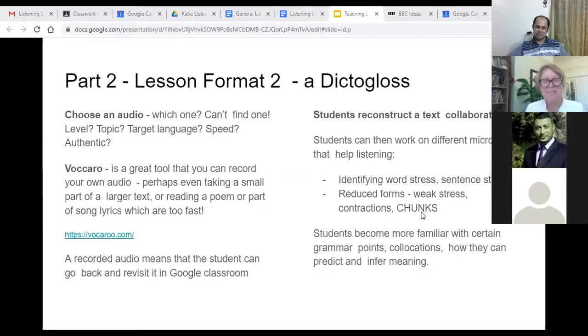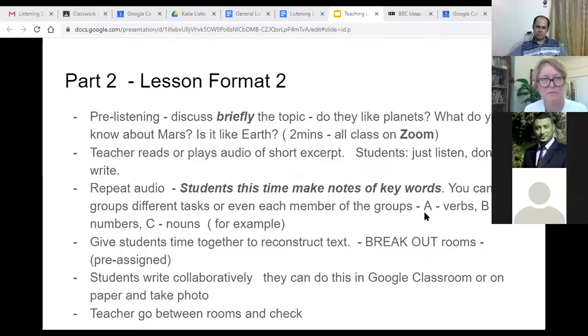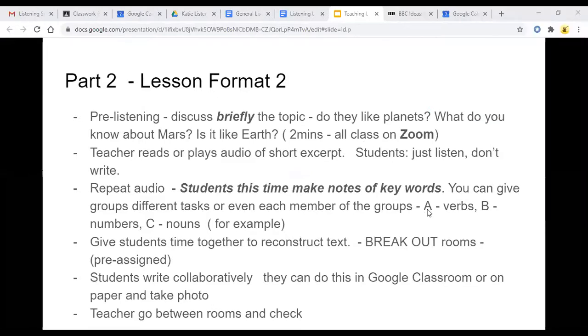So the second lesson format that I thought would be a very useful thing to do is to use a dictagloss. So why use a dictagloss? Well, like we said, it's a very good way for recreating a text. So let's have a look at the procedure first of all. So I'm going to go to this procedure and you can have a look to see what we're going to do.